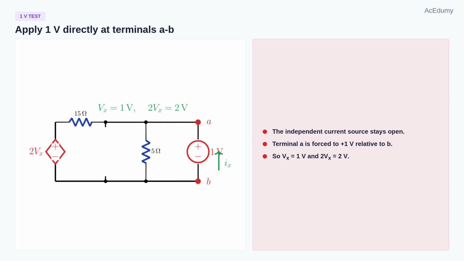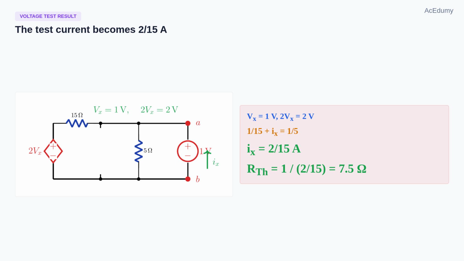Now repeat the resistance measurement with a 1 volt test source. Again, the independent 2 amp current source is open and the dependent source stays active. Put a 1 volt source at terminals A and B with the positive terminal at A. Since Vx is the terminal voltage, Vx is now 1 volt. The dependent source is therefore 2Vx, equal to 2 volts.